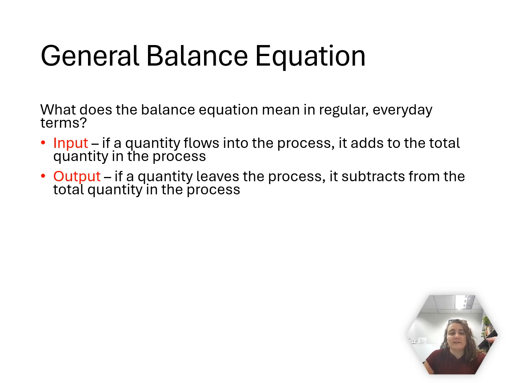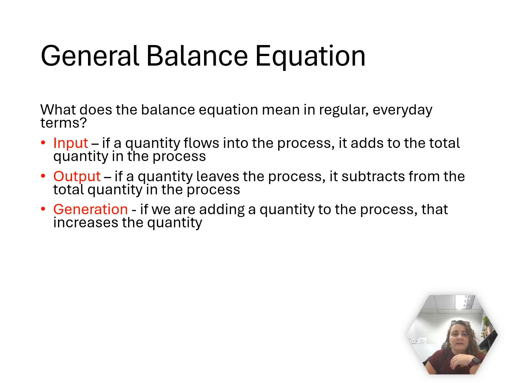An output is a quantity that leaves the process. So it's the arrow that goes out of the box on our flow diagrams, right? And it's going to subtract a total quantity from the process itself. That's why output is negative, right? So it's pulling things out of the process. So the positive and the negative sign in the general balance equation are related to the process and what's happening inside the process.